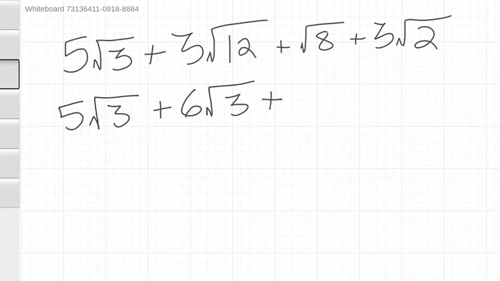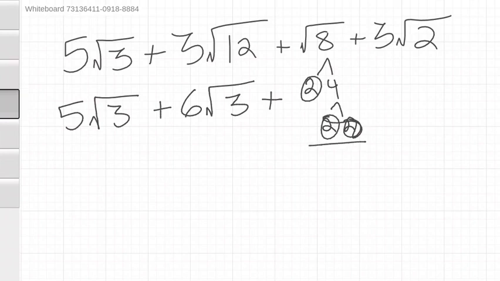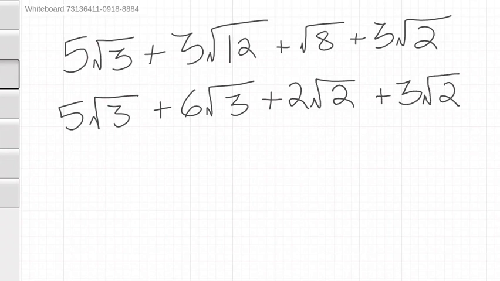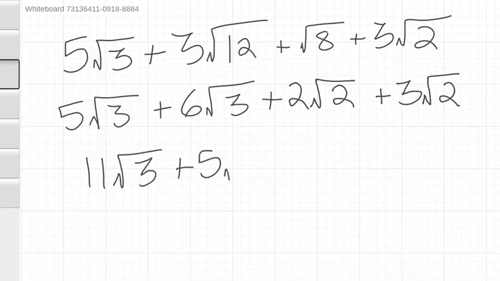Then the square root of 8 can be simplified into 2 and 4, and 2 and 2, circle the primes, and find our pairs. So the square root of 8 can be simplified into 2 square roots of 2 plus 3 square roots of 2 because that can't be simplified anymore. Now we have the same radicands. 5 plus 6 is 11 square roots of 3, and 2 plus 3 is 5 square roots of 2. That is our answer.